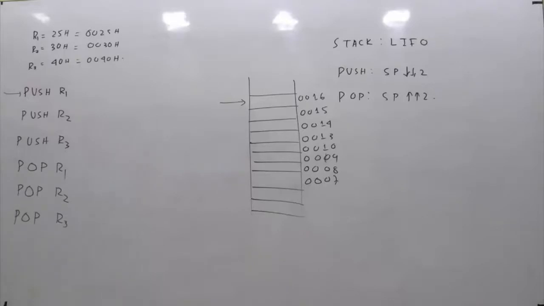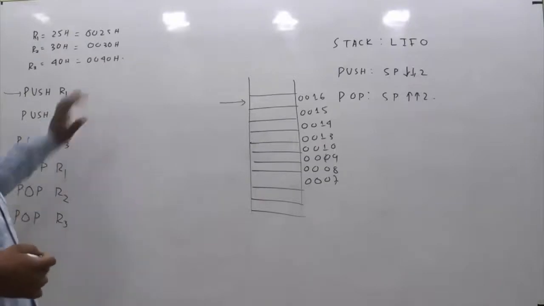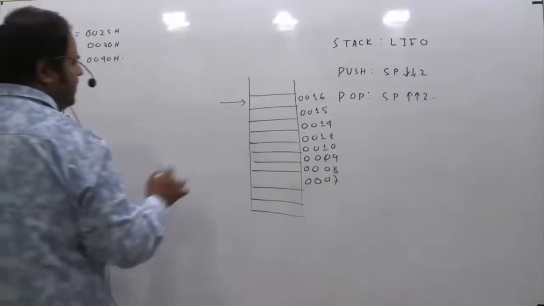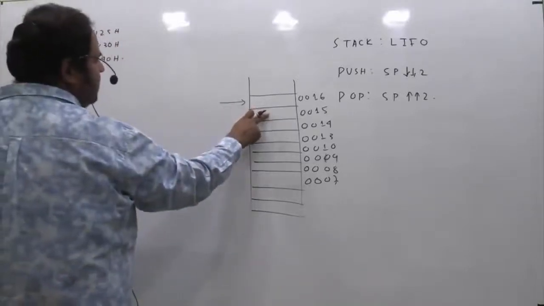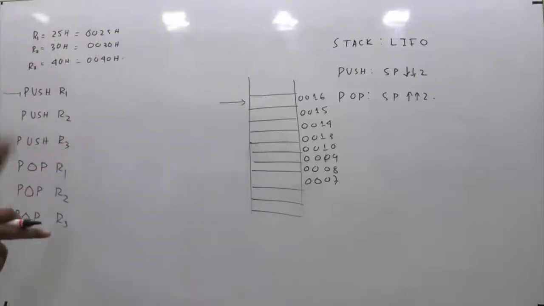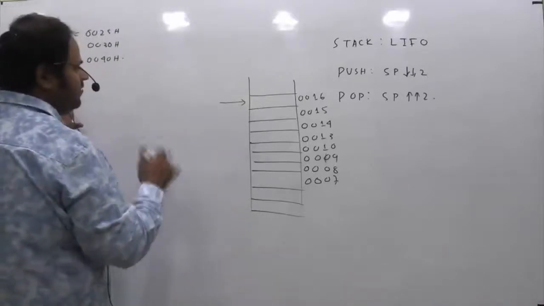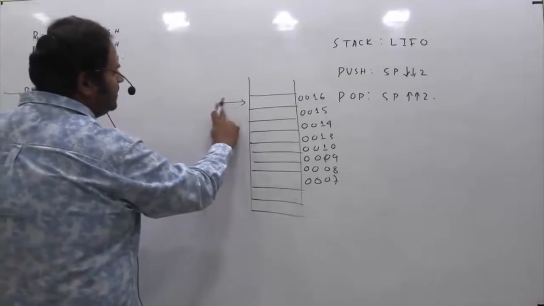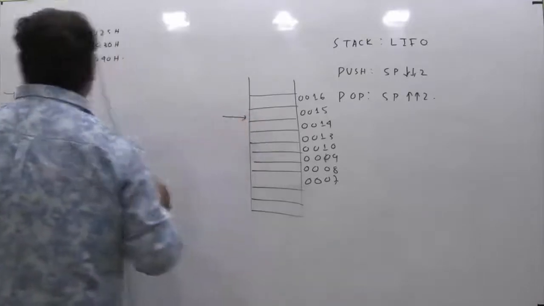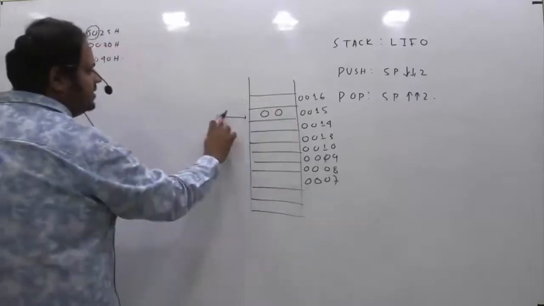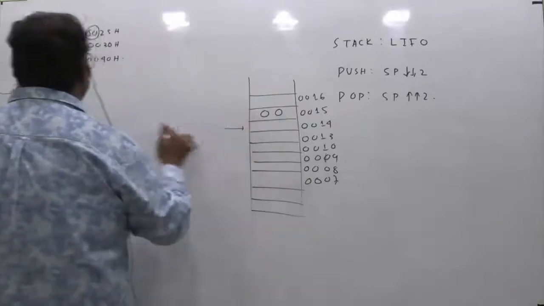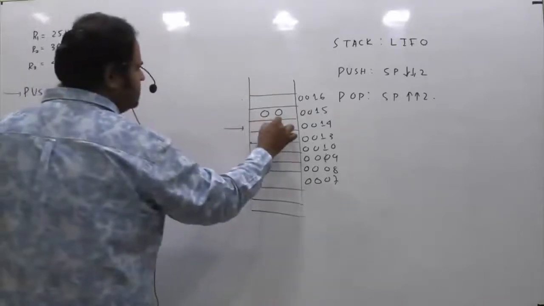Now the point is, when push R1 is executed, what's going to happen? The top 2 bytes of stack memory will be filled up with the content of R1. First the decrement will happen, and then the higher byte will be pushed into the corresponding stack pointer location. Again the stack pointer decrements, then the lower byte will be pushed into the corresponding location. So when you execute push R1, the stack pointer which was pointing to this now points to this, and the higher order byte 00 is pushed into it. Then the stack pointer is decremented one more time, and the lower order byte 25 is pushed into this.